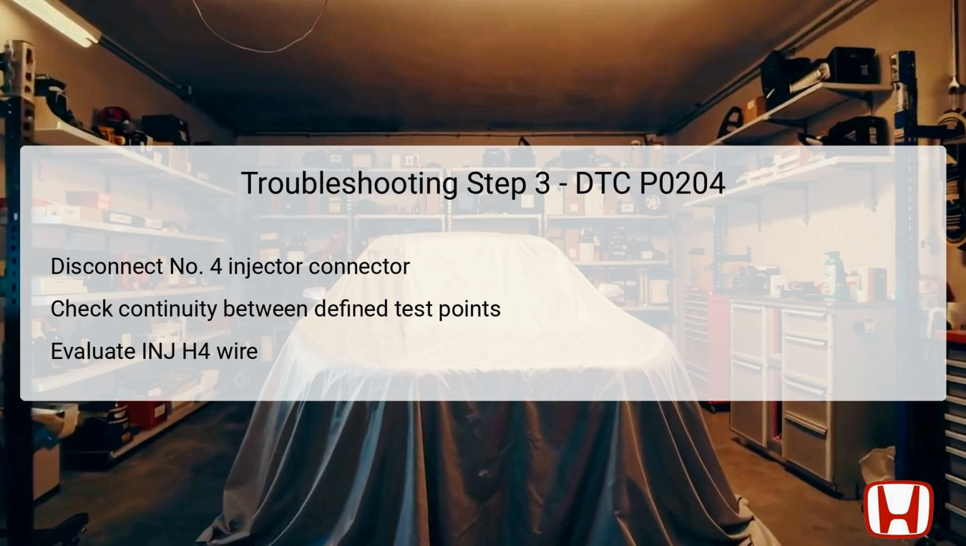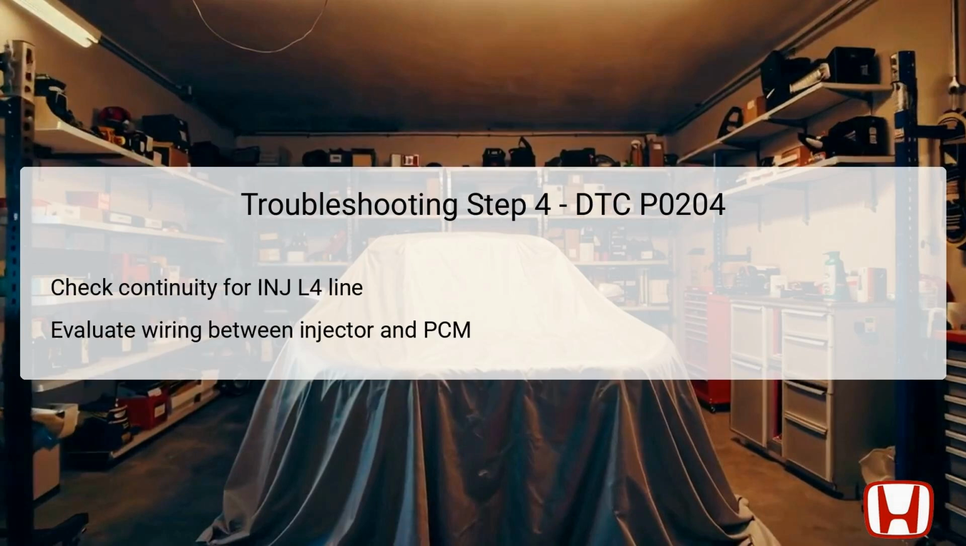Continuity indicates that the INJ H4 wire is operational. If continuity is confirmed, you move on to further investigate other parts of the circuit. However, if continuity is absent, it suggests there is an open circuit fault, and you'll need to repair the wiring between the specified terminals. During this fourth step, focus on checking the continuity for the INJ L4 line.